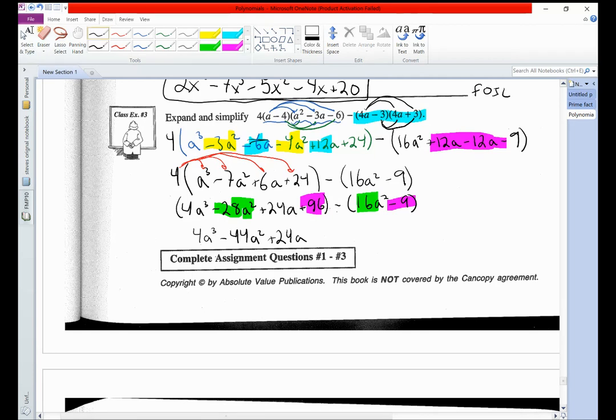positive 96 subtract minus 9. And when we subtract a negative, we are going to add. So it's basically like 96 plus 9, which is going to give us plus 105.